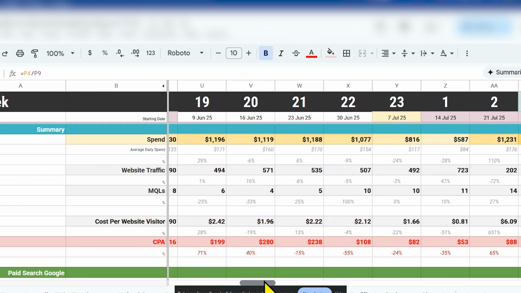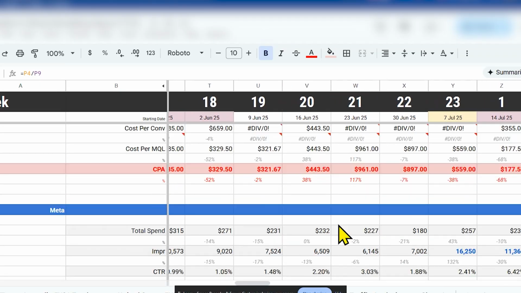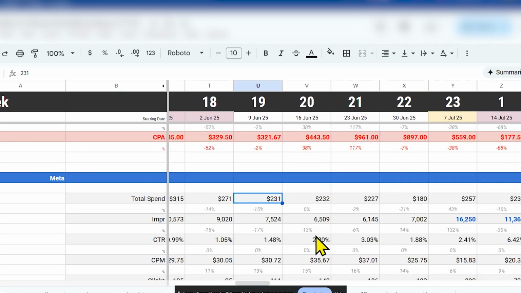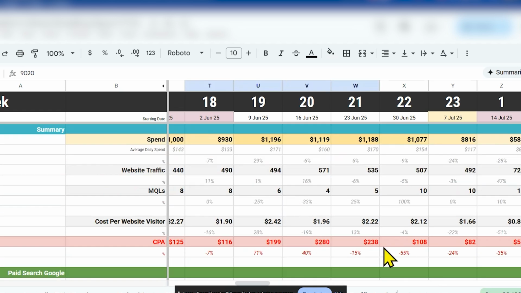And at this point in time, so let's just look at before July, we're spending, I'd say, most of the budget on paid search. We're spending a little bit on Meta and nothing on YouTube. And when I say we're spending a little bit on Meta, we're spending only on conversion-based campaigns, which is why impressions are very low. Okay, and you can see the CPA and MQL volume was quite mediocre.